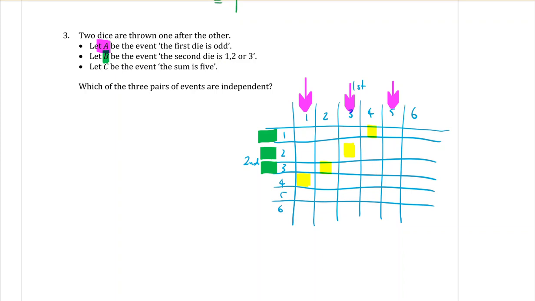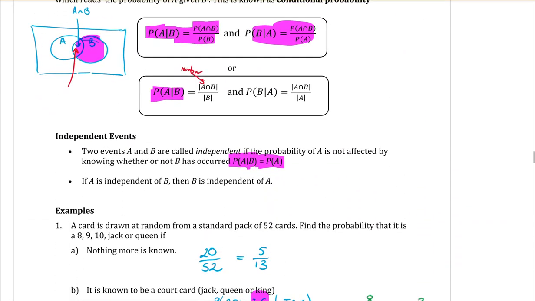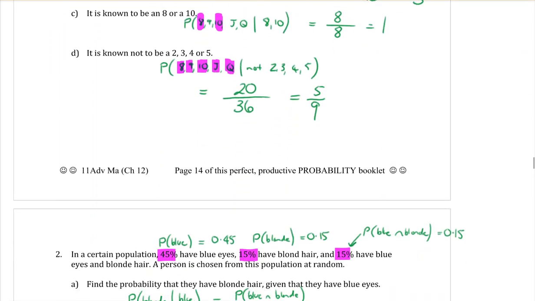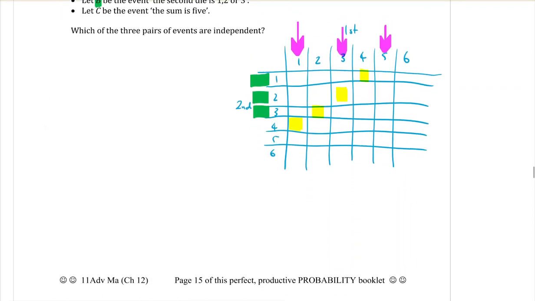Now, I'm asking this question. It says, which of the 3 pairs of events are independent? To know if something is independent, back up here in our notes, events are independent if the probability of A given B is equal to the probability of A. Now we can obviously adjust. It doesn't have to always be A given B. It could be B given C would be equal to the probability of B. So we are going to find all that information so that we can use that formula to see which ones are independent.